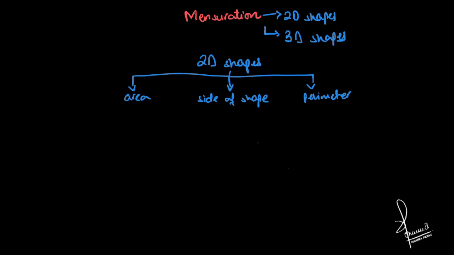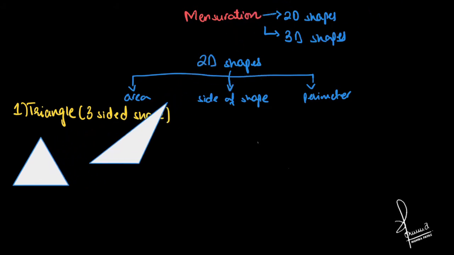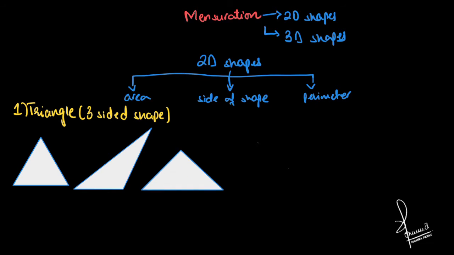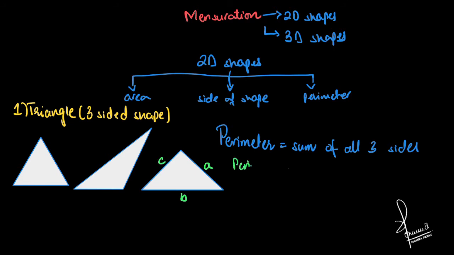The first shape that we will be discussing is a triangle. Tri basically means 3, so a triangle is any 3-sided closed shape. So this can be a triangle, this can be a triangle, or this can be a triangle. The first thing they can ask you to calculate is the perimeter of a triangle. Always remember, the perimeter of a triangle is the sum of all its 3 sides. For example, in this triangle, this is side A, this is side B, this is side C. So perimeter will equal A plus B plus C.